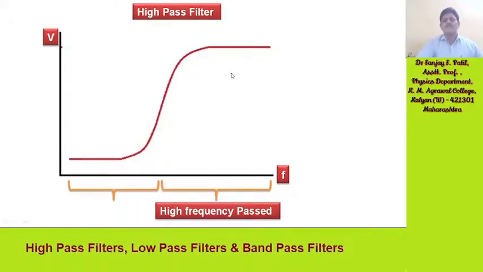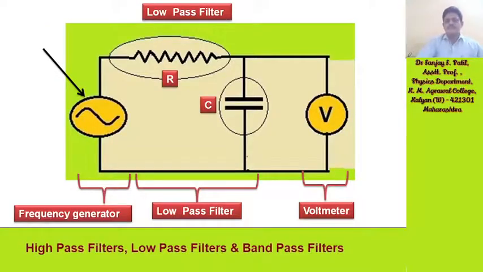So this is about the graph or graphical representation of a high pass filter, which is plotted with voltage on the y-axis and frequency on the x-axis. Now we will talk about the low pass filter.